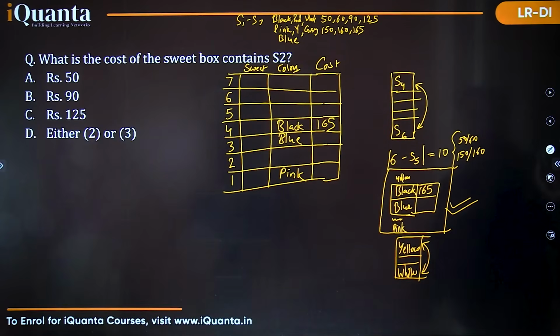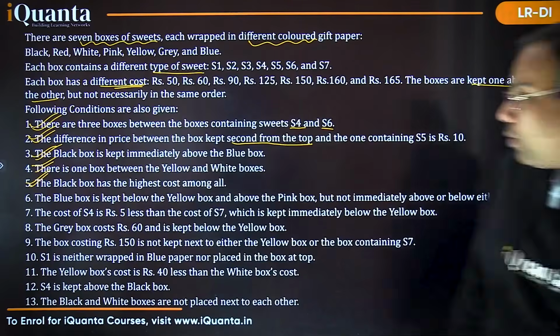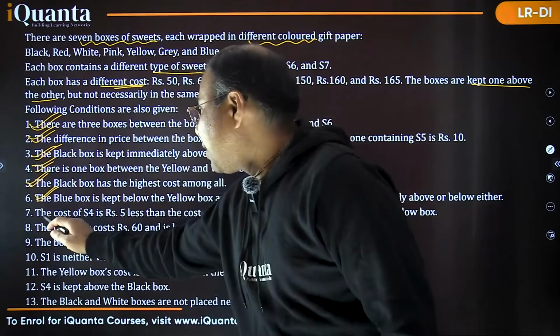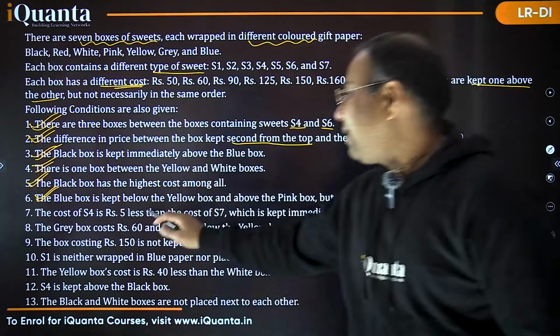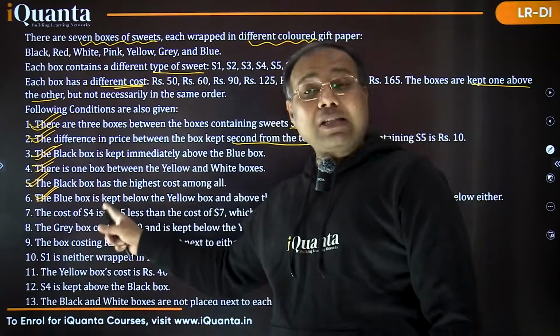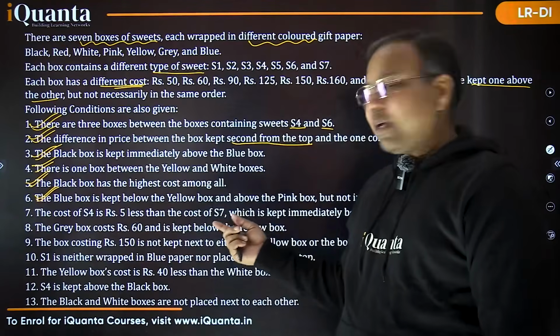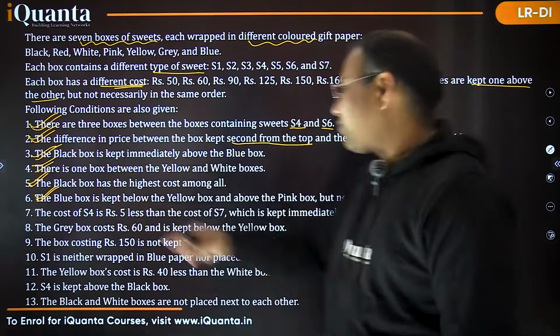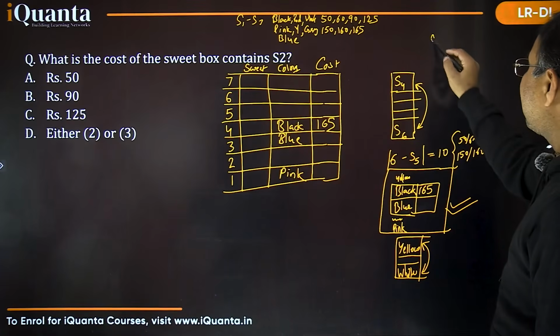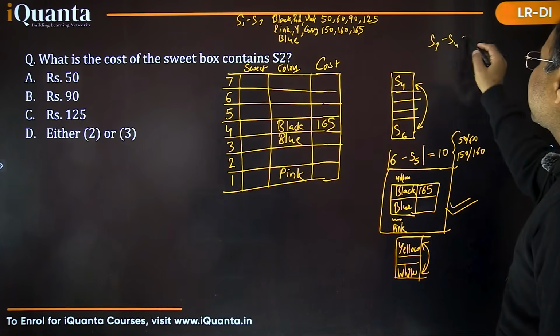So yes, we have used this part. So 6th point is done. We are on the 7th point now. Cost of S4 is 5 less than cost of S7. So now it is specifically mentioned cost of S4 is less. So S7 की cost ज्यादा है. So cost of S7 minus S4, that cost is rupees 5. Let me write here.